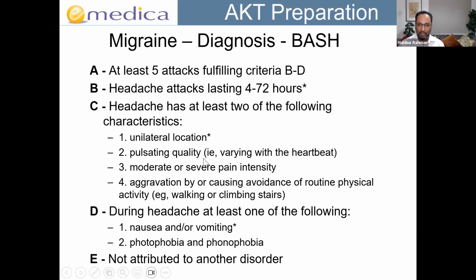So they're unilateral, they're pulsating, they're moderate to severe, they're aggravated by just things like walking or climbing the stairs. Okay. That when they have the headache, they either have nausea or vomiting or both, photophobia, phonophobia, or both. And that we don't find anything else in the history or examination that makes us say, okay, this doesn't fit. For example, if someone had all of these things, but then they've also got neck stiffness on examination and they've got a non-blanching rash, we're not going to say that's migraine because that fits with meningococcal meningitis.